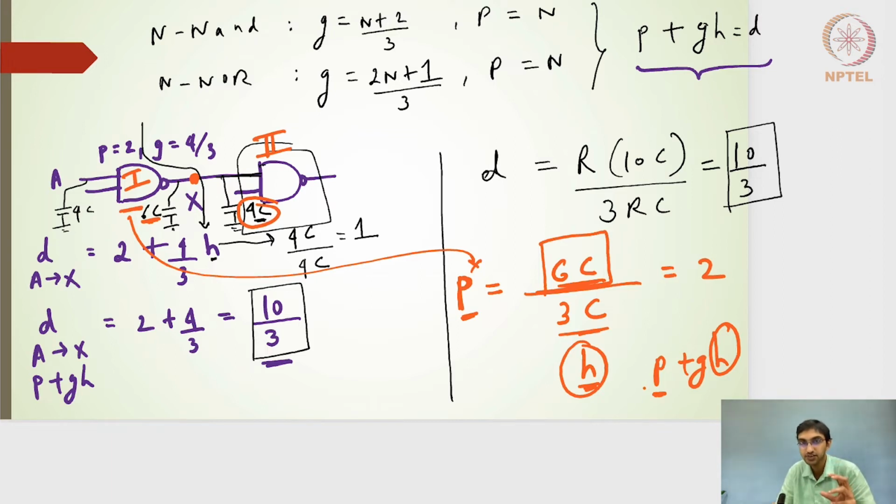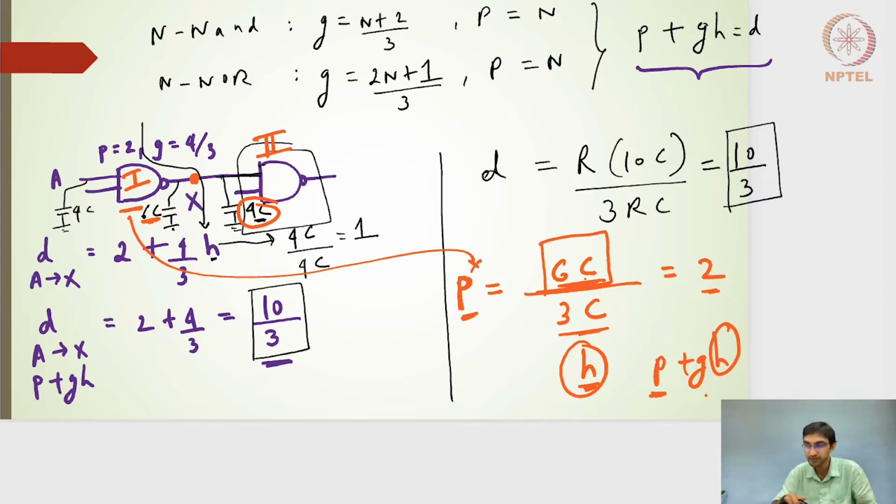Whenever we are calculating the delay of the next stage, we calculate the P value for that stage. So its own stage parasitics we will estimate. That will be 6C divided by 3C, which is 2 in this particular case, right? So I hope this is clear to some extent.